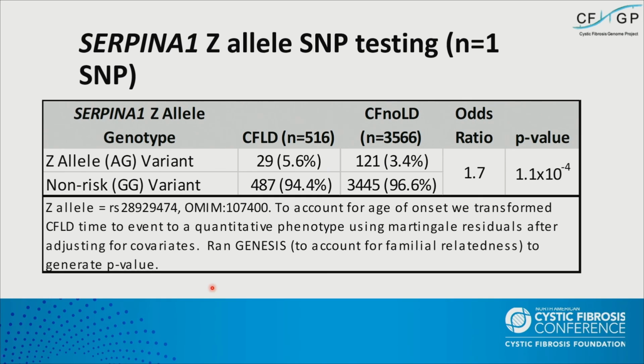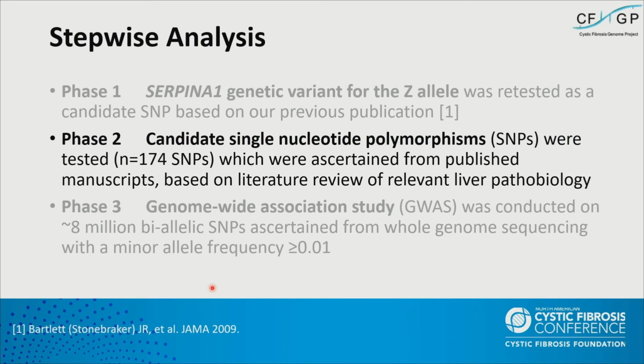What we found was the same thing we had found before. About 5.6% of the 515 patients with CFLD, severe CFLD, carried the Z allele, whereas only 3.4% in the control population. And it's actually interesting that we still got a significant value despite the fact that 3.4% is higher than population studies would suggest. So our prediction is that there are some occult liver disease patients in our control group that we just couldn't find. So that continues to be true.